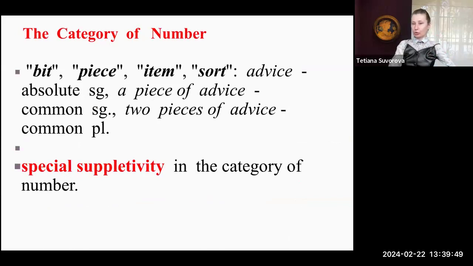But if we need to separate and speak about some part of it, we can use some specific words. For example, advice. And we need to separate that it wasn't one advice to show that we had two or three. Then we use a bit of advice, one bit, two bits of advice, or two pieces of advice, or two items of advice, two sorts of advice, or, for example, two kinds of advice.